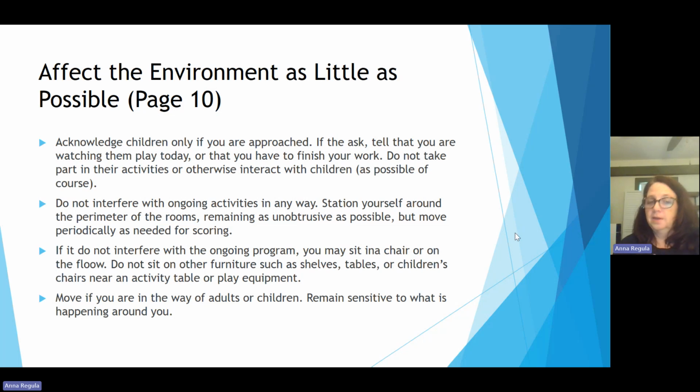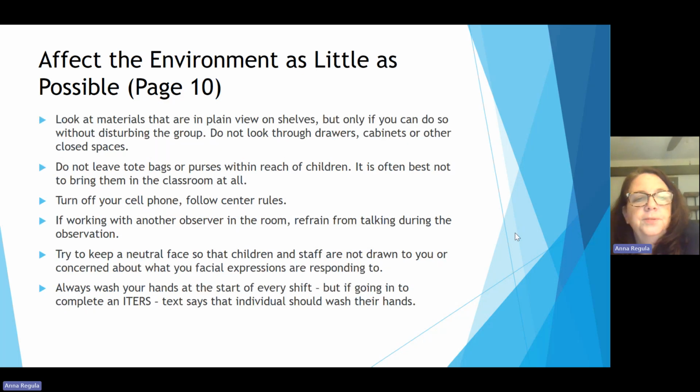You don't want to interfere with the program. You can sit in a chair, whatever. But if they're going to move, or if you're blocking people from doing what they're going to do, you need to probably get out of the way. Try not to get so lost in what you're doing. And if it happens and it's an accident, just when you realize it, adjust, right? But be sensitive to what's happening around you.